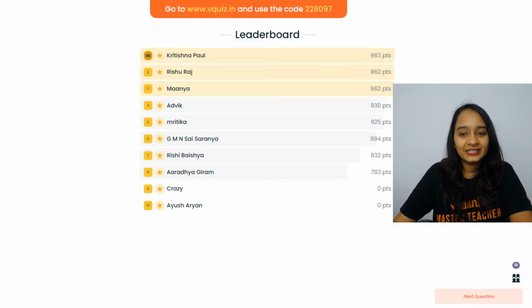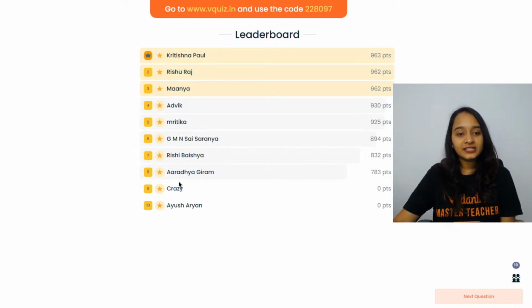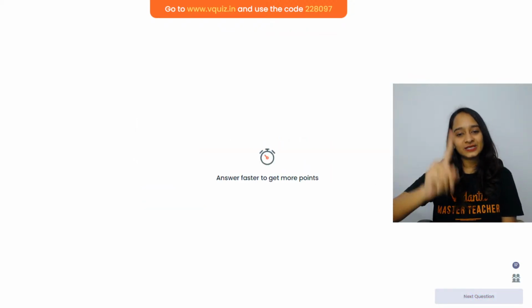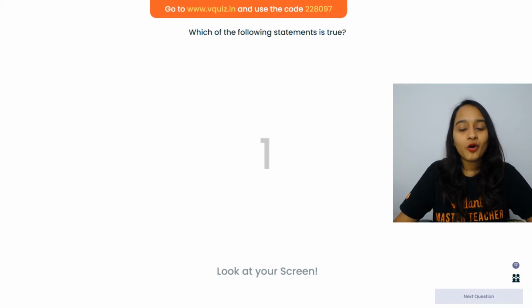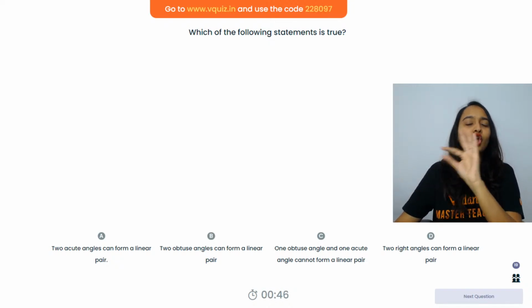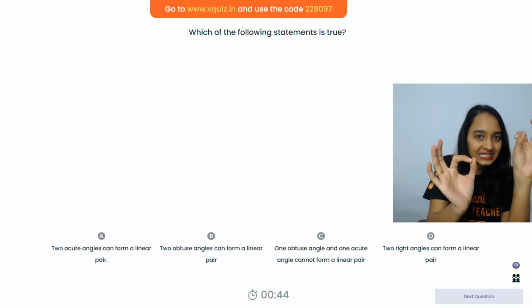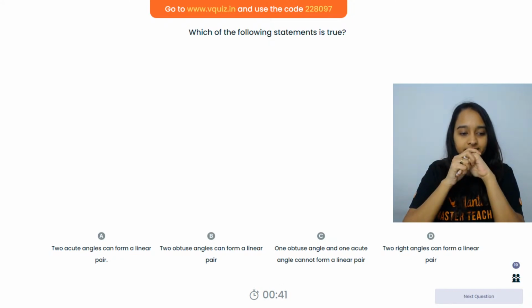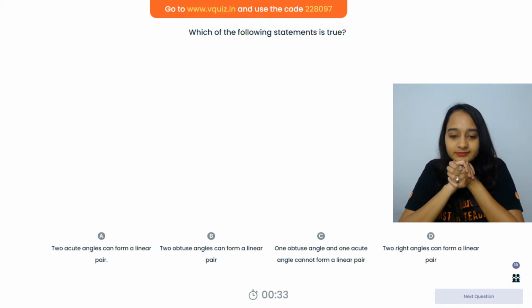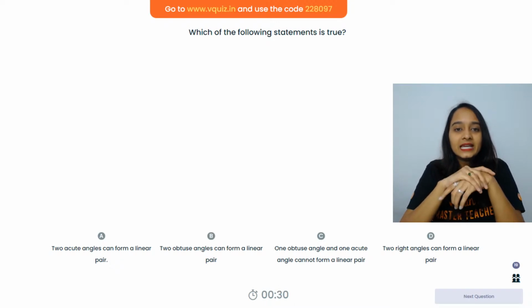Let us look at the leaderboard. We have Kritishna, Rishu, Manya, Advik, Mritika, Sharanya, Rishi and Aradhya. Very well done. The second question is on your screens, everybody. Which of the following statements is true? Four statements are given. Lot of time is given. Analyze each statement and submit your answers. Come on, guys. Hurry up. 30 seconds.